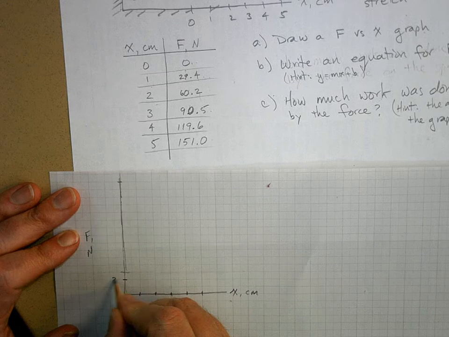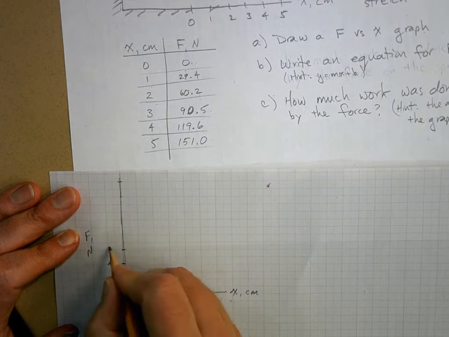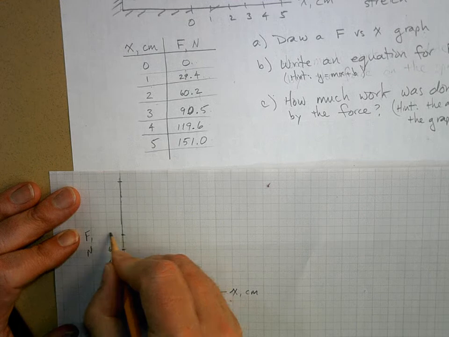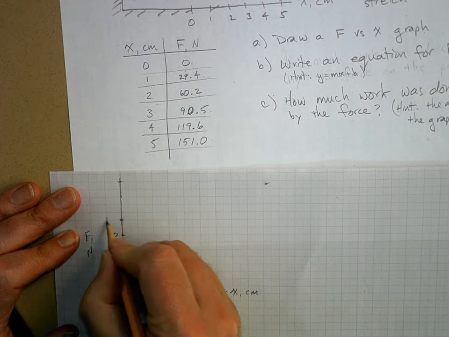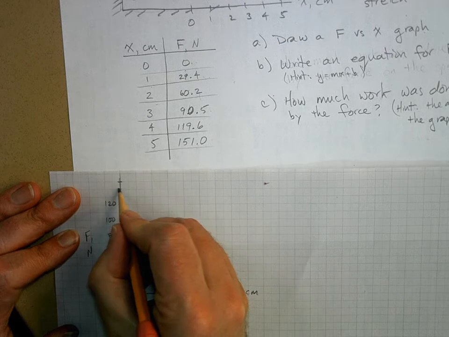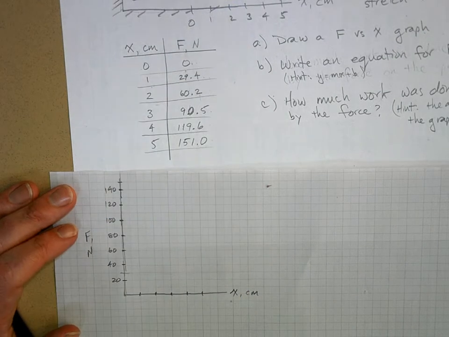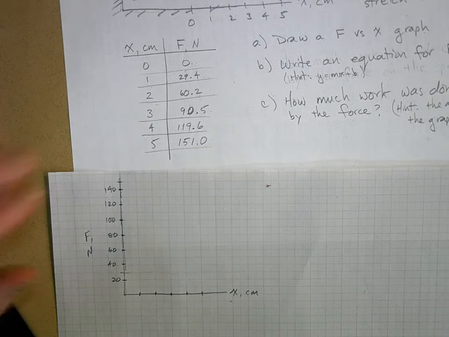So 20, 40, 60, 80, 100, 120, and 140. Okay, that looks pretty good. Now I'm going to start graphing.